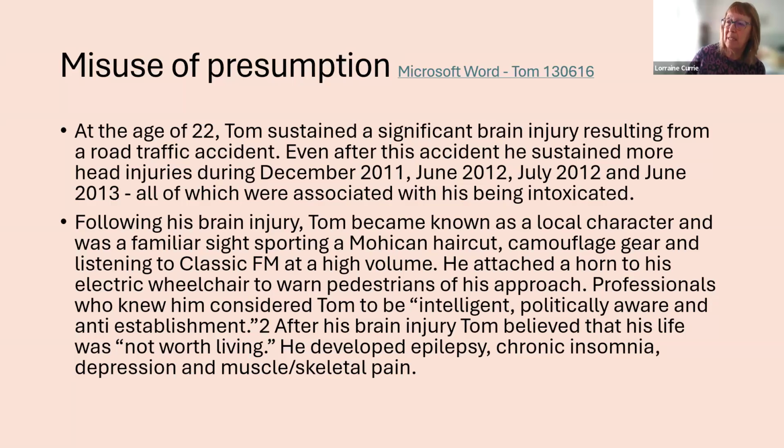And I want, in looking at that, really, to refer you to just two. There's lots of them, but these are 2 situations where the presumption of capacity has been misused, in the sense that it's been relied on in the face of evidence to the contrary. So the first one, you can read the full report, the Safeguarding Adult Review, by following that link. So Tom was a young man who sustained a significant brain injury. Even after that initial injury, he had more head injuries to follow, all of which were associated with being intoxicated. He became quite a local character. He had his Mohican haircut and camouflage gear and loud music. He attached a horn to his electric wheelchair to warn pedestrians of his approach.